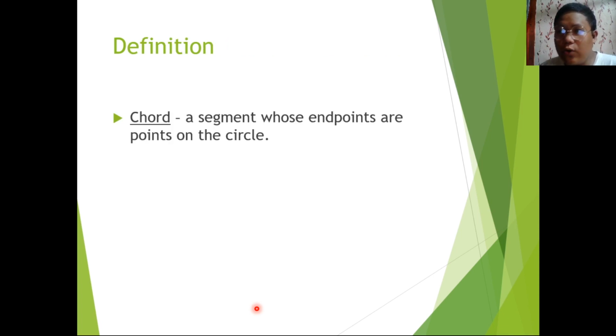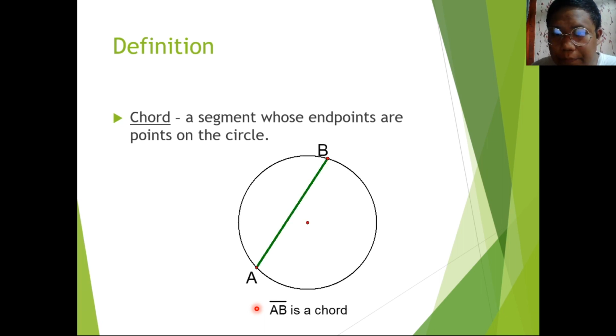Let's have the chord. A chord is a segment whose endpoints are points on the circle. Later on I will show you the form of a chord. This is segment AB. Segment AB is a chord. As you can see, this is one endpoint, point A, and the other endpoint, point B. These endpoints on the circle are connected by a segment.